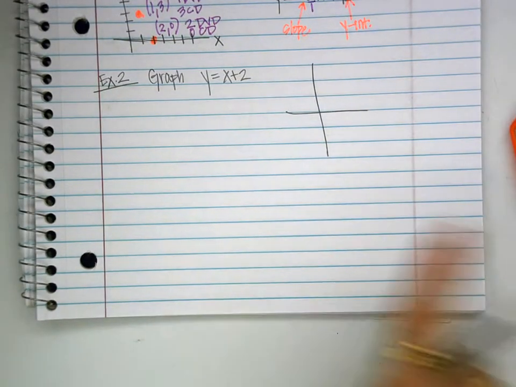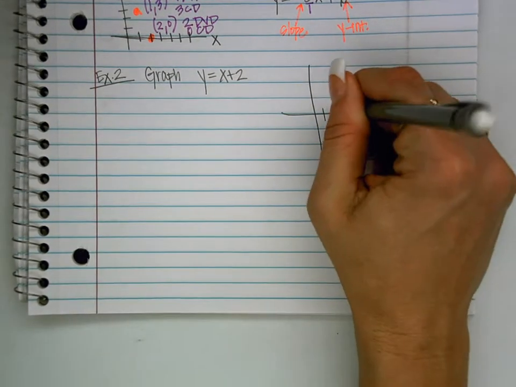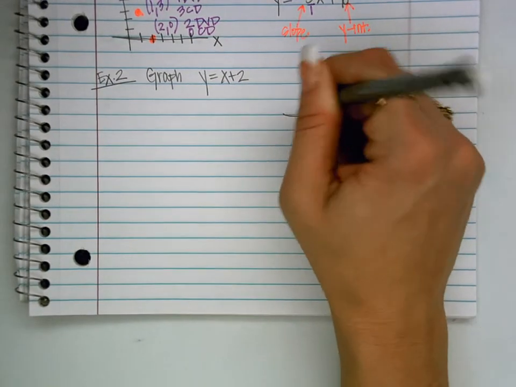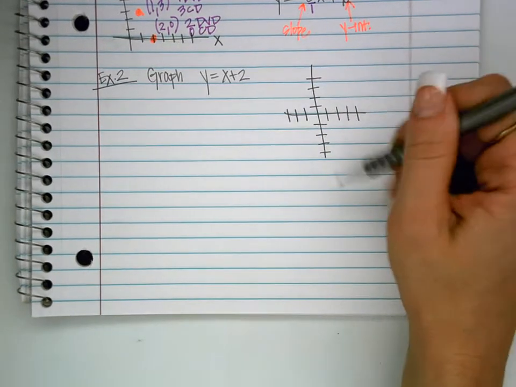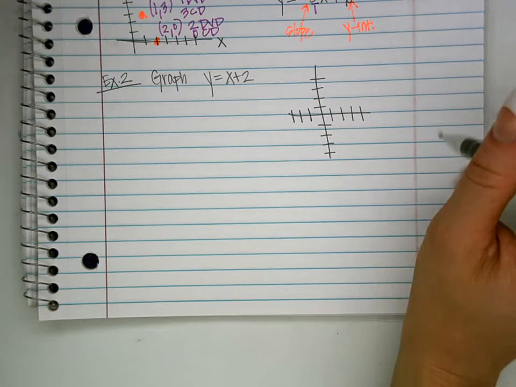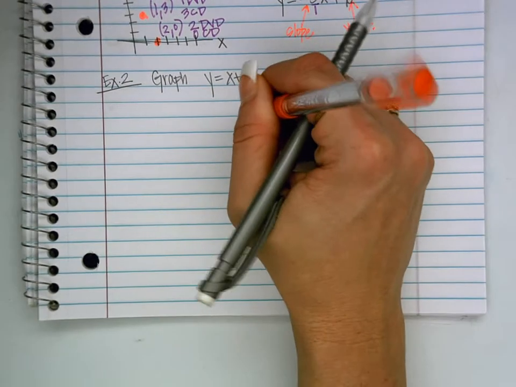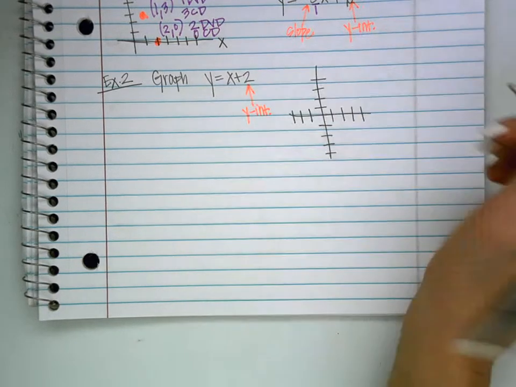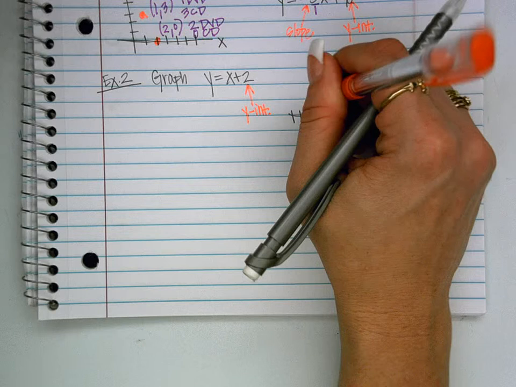So this is just a real basic graph. Where do I first start? Where is my beginning point? At 2, and is it 2 on the up and down axis or 2 on the side to side axis? 2 on the up and down, so what's this called? This is the y-intercept. It intercepts the y-axis at 2.